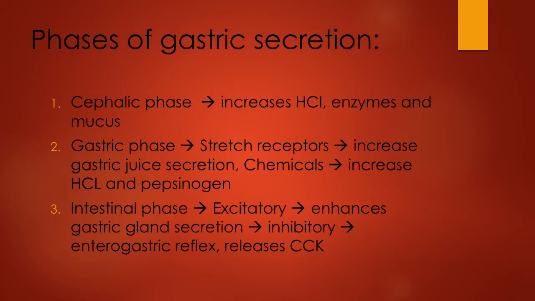The phases of gastric secretion. The first phase is the cephalic phase, which increases HCl, enzymes, and mucus. The second phase is the gastric phase, which stretches receptors, increases gastric juice secretion, and chemicals increase HCl and pepsinogen. And the third and last phase is the intestinal phase, excitatory, which enhances gastric gland secretion, and inhibitory, and the enterogastric reflex, which releases CCK.